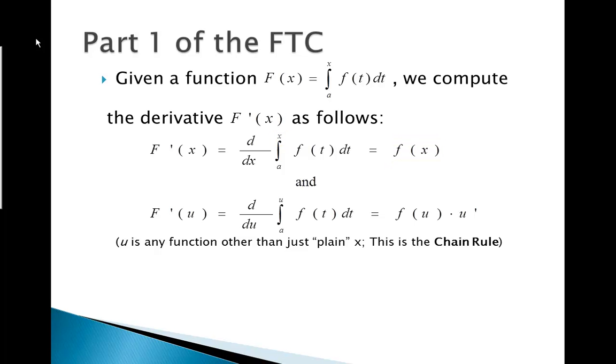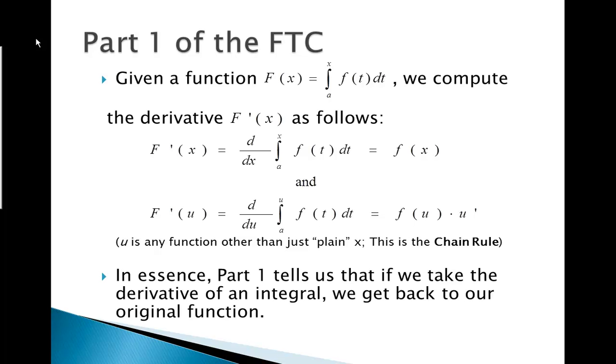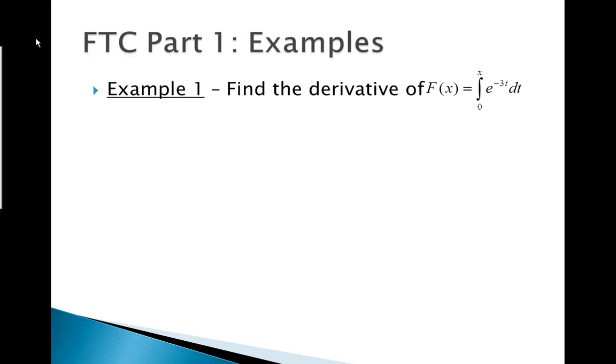limit. And if our upper limit is u, where u is any function other than just plain x, say maybe an x squared or a cubed root of x, something like that, then the derivative is f evaluated at the upper limit u times the derivative of u. And this second part, the f of u times u prime, accounts for the chain rule for derivatives. So in essence, this theorem is telling us that if we take the derivative of a function that's an integral, we get back to our original function. We'll look at some examples.